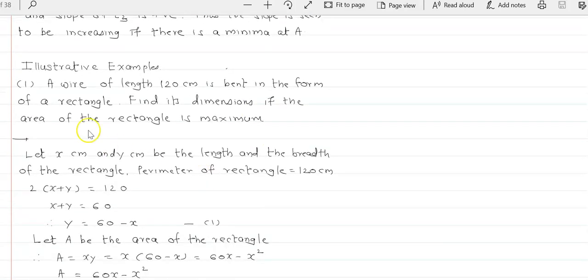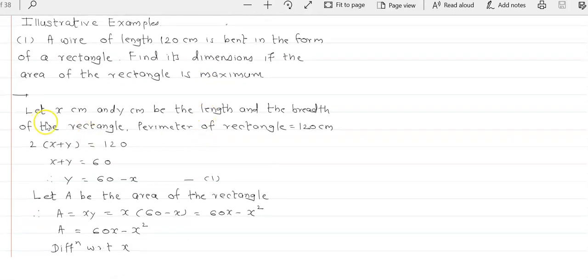The first example: a wire of length 120 centimeter is bent in the form of a rectangle. Find the dimensions if the area of the rectangle is a maximum. Let x centimeter and y centimeter be the length and the breadth of the rectangle. The perimeter of the rectangle is given as 120 centimeter, that is 2 in bracket x plus y is equals to 120. Therefore, x plus y is equals to 60, y is equals to 60 minus x.